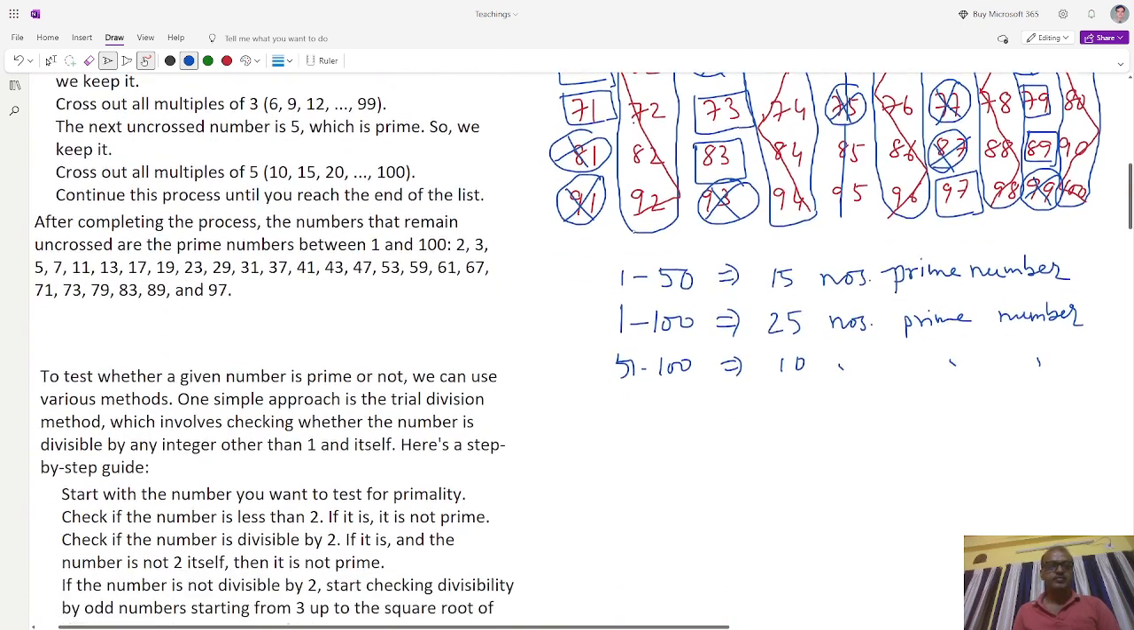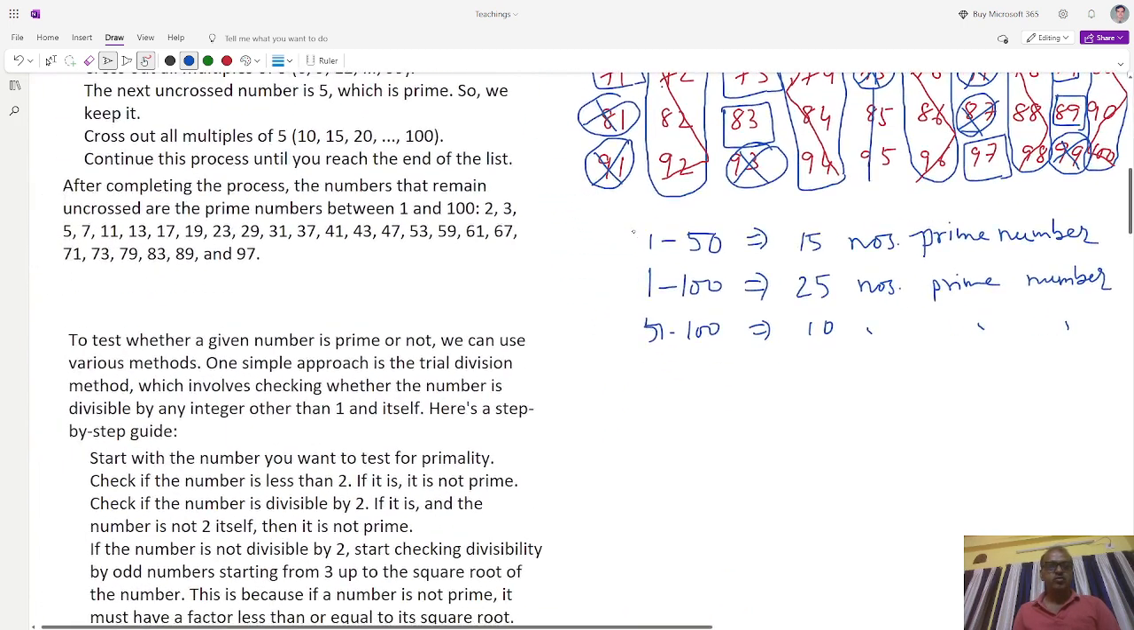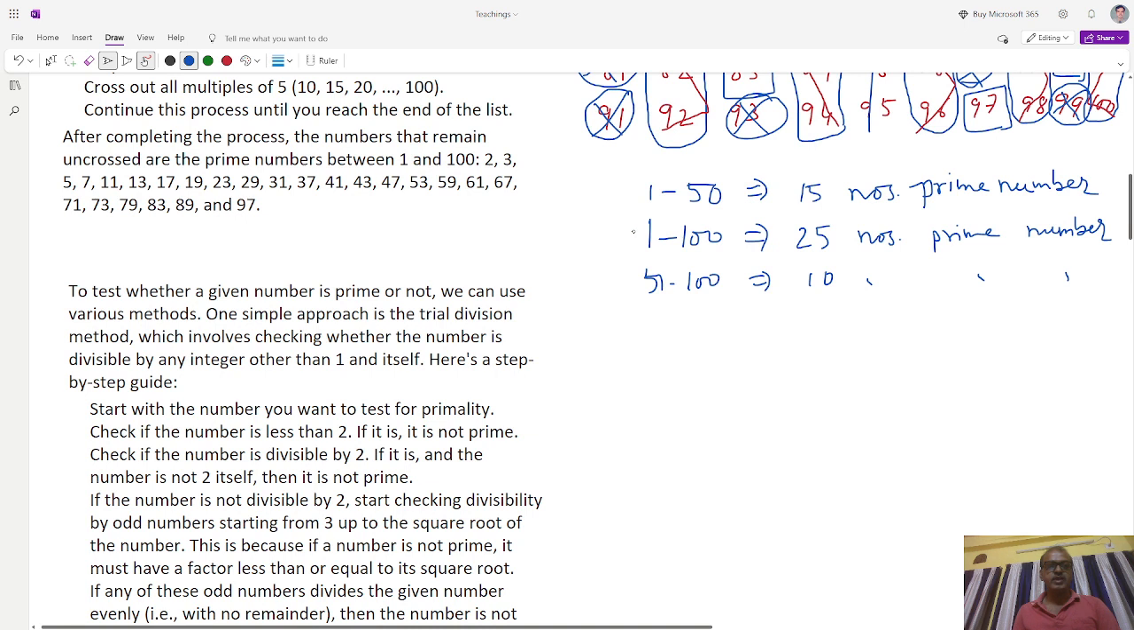After that, how do we test whether a given number is prime or not? If a number is given arbitrarily to you, then how do you test whether it is prime or not? For this, we can use various methods. One simple approach is the trial division method, which involves checking whether the number is divisible by any integer other than 1 and itself.